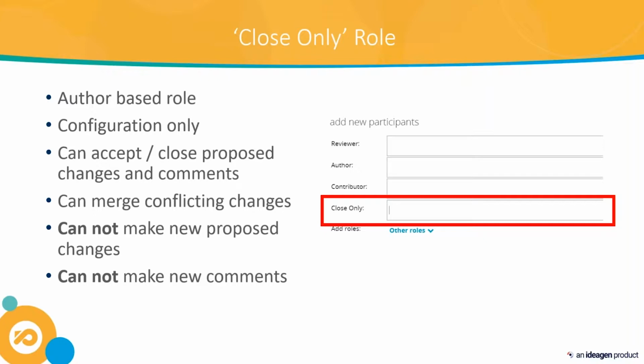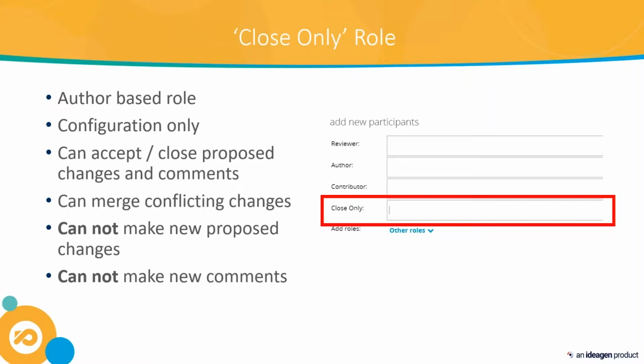So this is, as I mentioned, an author-based role, so therefore it relates back to a power user license. It is configuration only, but is something we can help you set up if required. And what this role can do is, similarly to an author, accept or close or reject proposed changes and comments. It can also merge any conflicting changes, but what it cannot do is make any new proposed changes or any new comments or replies or anything like that.